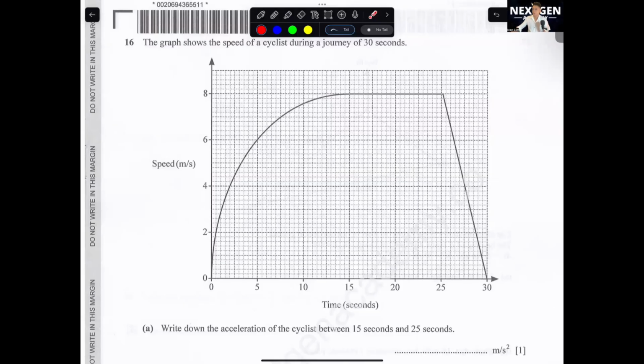The graph shows the speed of a cyclist during a journey of 30 seconds. Write down the acceleration from 15 to 25 seconds. For this, it's called a kinematics graph, or we call it a motion graph. There are two main ones. First one is distance-time. Second one is speed-time. What do we need to know about speed-time? What can we find from a speed-time graph? Write down the definitions first before you all do, so you can always check. Distance. Sean says distance. Distance is represented by what?